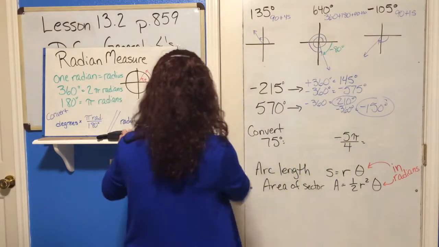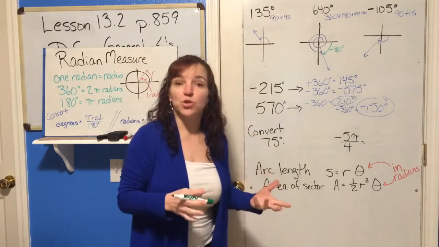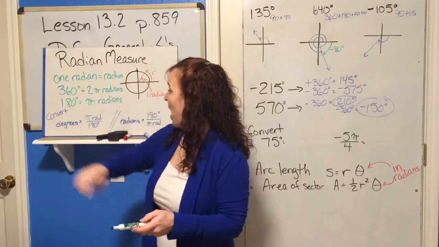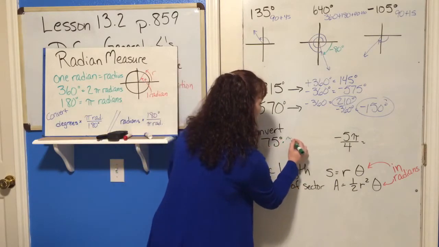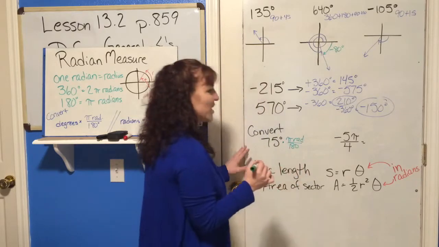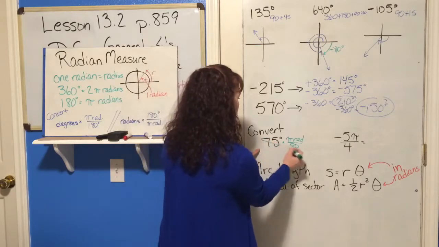Here we go. We are going to convert this 75 degrees. I want to convert it to radians. So I'm going to use this conversion, degrees times pi radians over 180. So just multiply by pi radians over 180. And so when I do that, I simply reduce down. What do I reduce by?